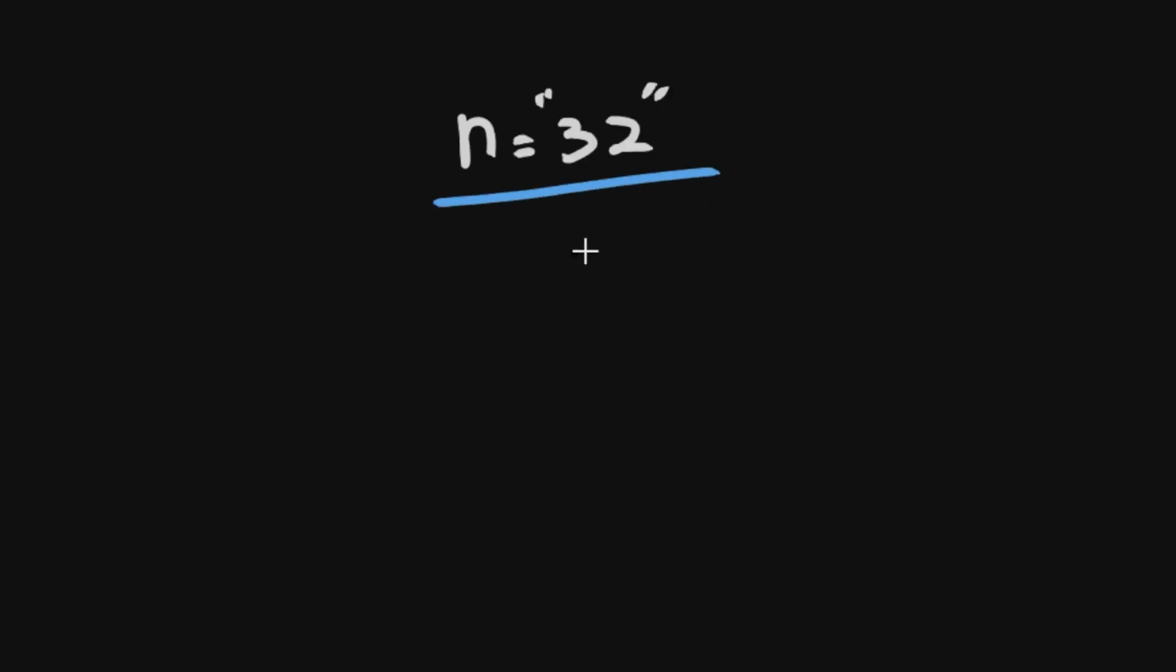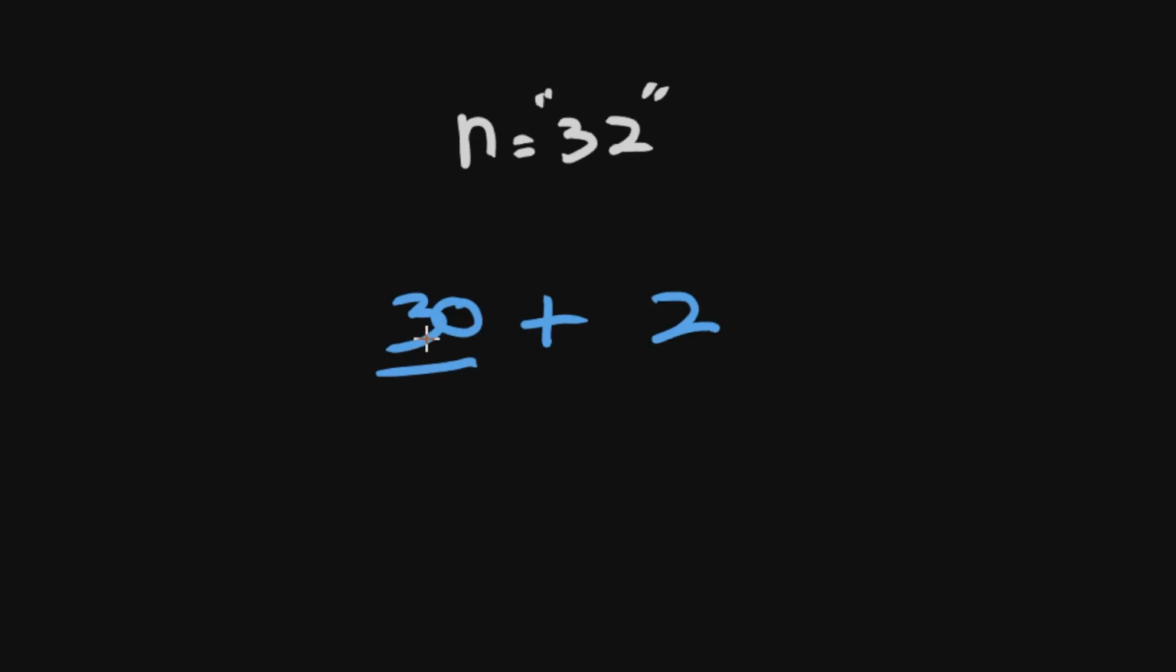My first intuition was to split this. We can do 30 plus 2. So how many numbers with only 1s and 0s do we need to reach 30? Well, we can take 10 plus 10 plus 10. Here we need 3 numbers. And how many numbers do we need for 2? Well, we can take 1 plus 1.